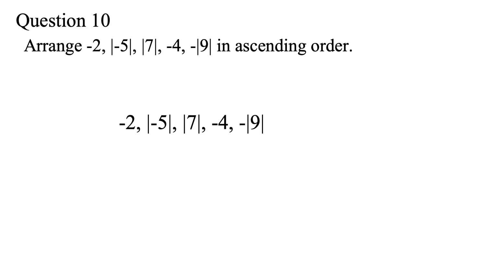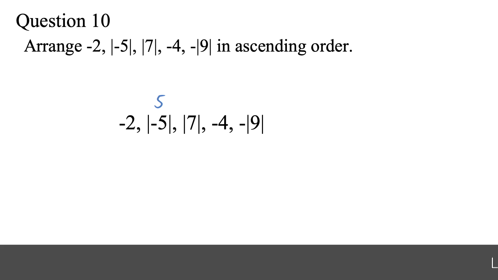Let's start by simplifying all the absolute values. We know that the absolute value of -5 is simply 5. We also know that the absolute value of 7 is simply 7. For the negative absolute value of 9, it's a trick.